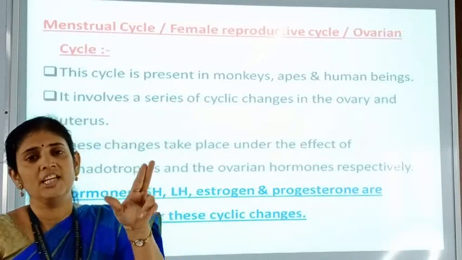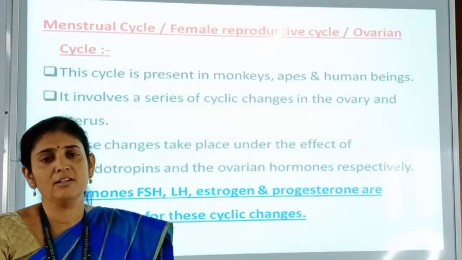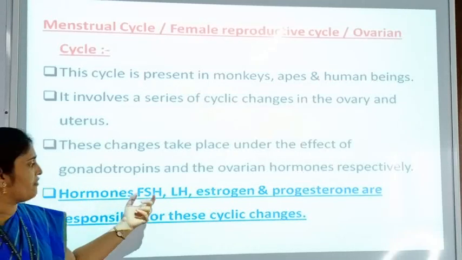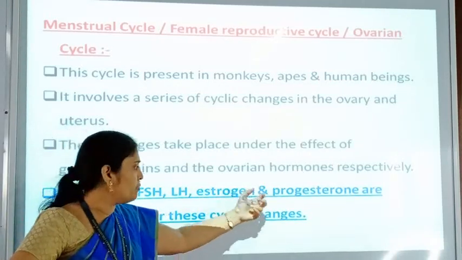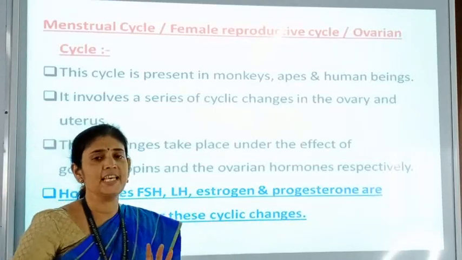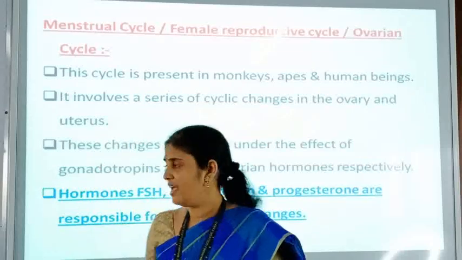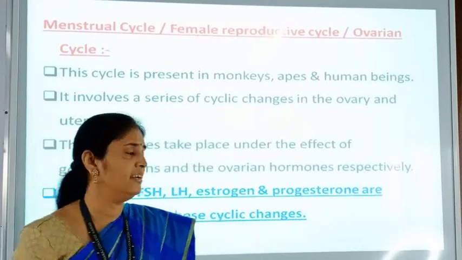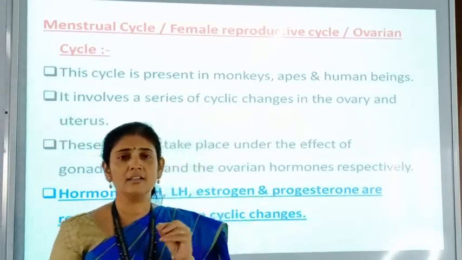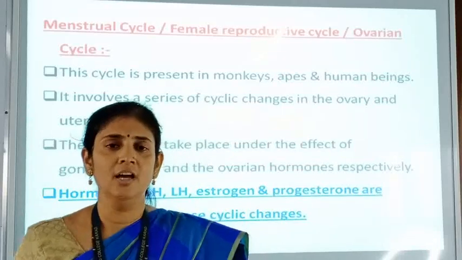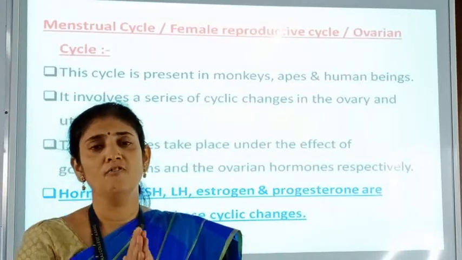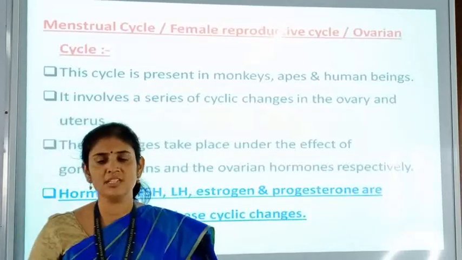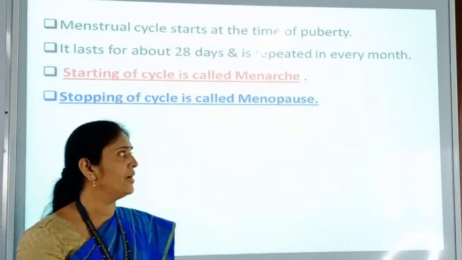So the changes in ovary and changes in uterus take place during this menstrual cycle, and the hormones FSH, LH, estrogen and progesterone are responsible for these cyclic changes. FSH and LH are the gonadotropins secreted by the pituitary gland, and estrogen and progesterone are the ovarian hormones secreted by the ovary. All these four hormones are responsible for maintaining this menstrual cycle. Now, what are the different phases of this menstrual cycle that we have to study? Before that, there are some points here.